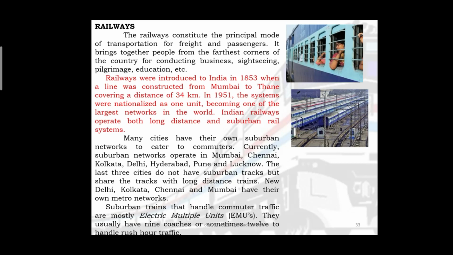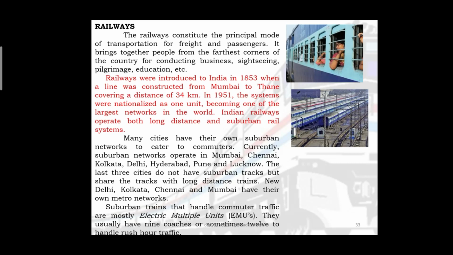Many cities have their own suburban networks to cater to commuters. Currently, suburban networks operate in Mumbai, Chennai, Kolkata, Delhi, Hyderabad, Pune, and Lucknow. The last three cities do not have suburban track but share the track with long distance trains. New Delhi, Kolkata, Chennai, and Mumbai have their own metro networks. Suburban trains that handle commuter traffic are mostly electric multiple units (EMUs). They have usually 9 coaches, sometimes 12, and now even 15 to handle rush hour traffic.